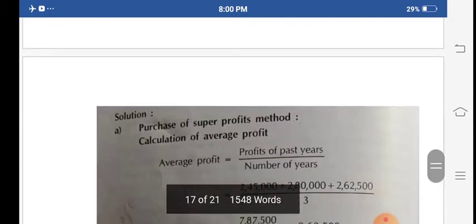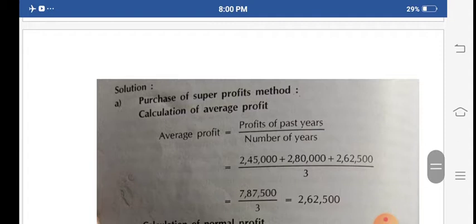You know how to calculate the average capital employed. Now we will see the average profit: profit of past years divided by number of years, and we will get the average profit. Now see this purchase of super profits method.